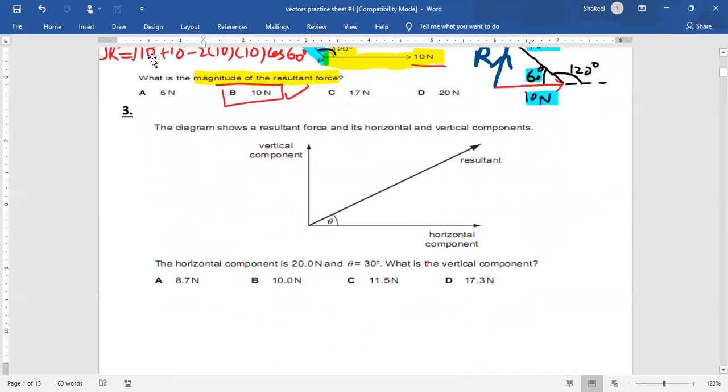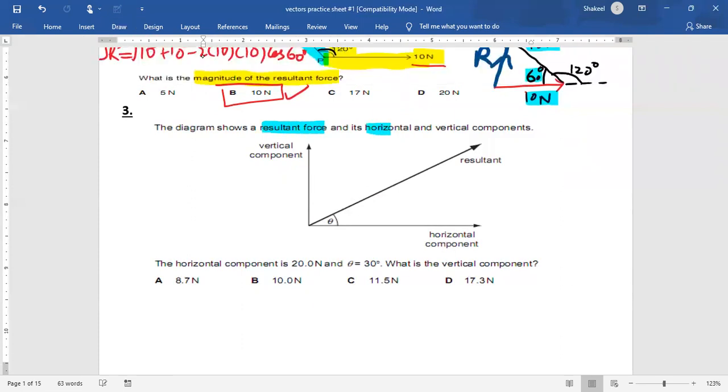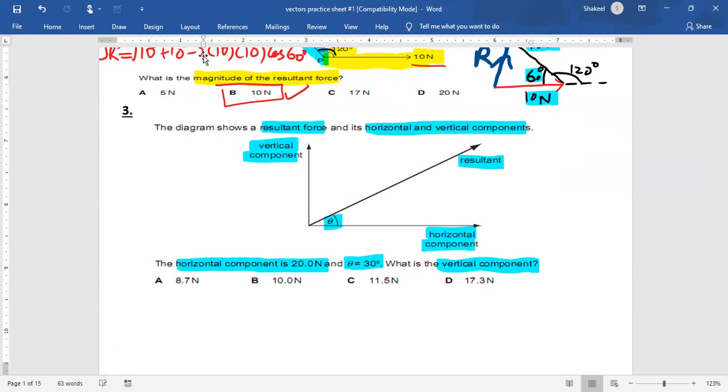Okay, move on to question number 3. This question is related to components. The diagram shows resultant force and its horizontal and vertical components. So this is resultant, this is horizontal component, and this is vertical component, and theta is the angle of resultant with horizontal component. They said that horizontal component is 20 Newton and angle is 30 degree. What is the vertical component?